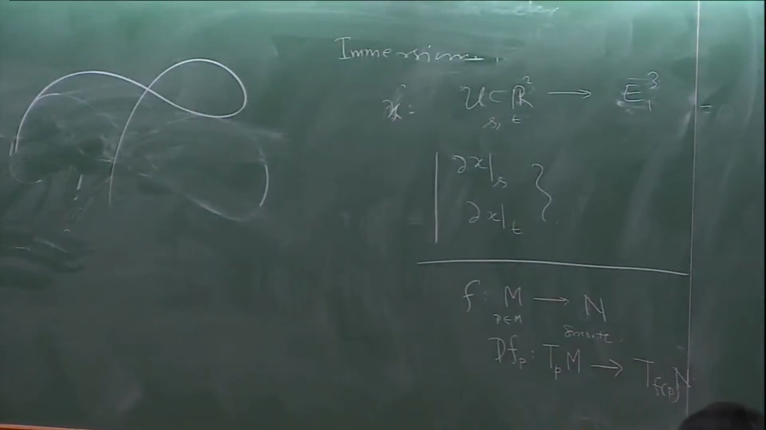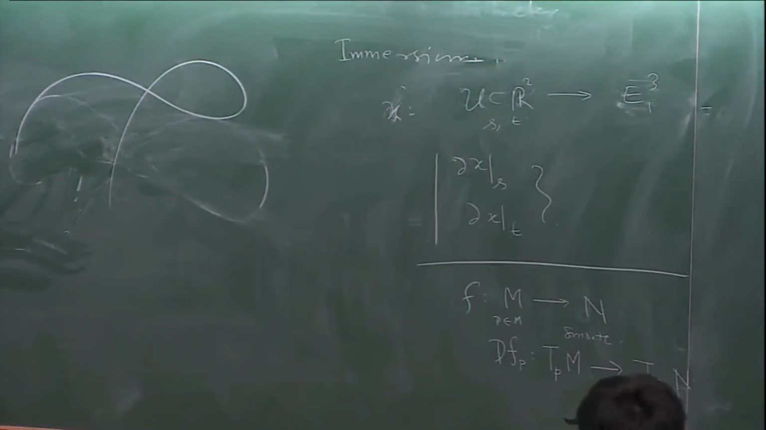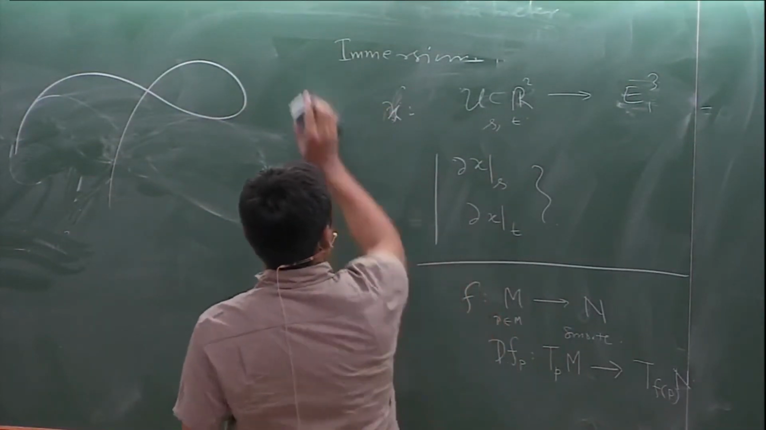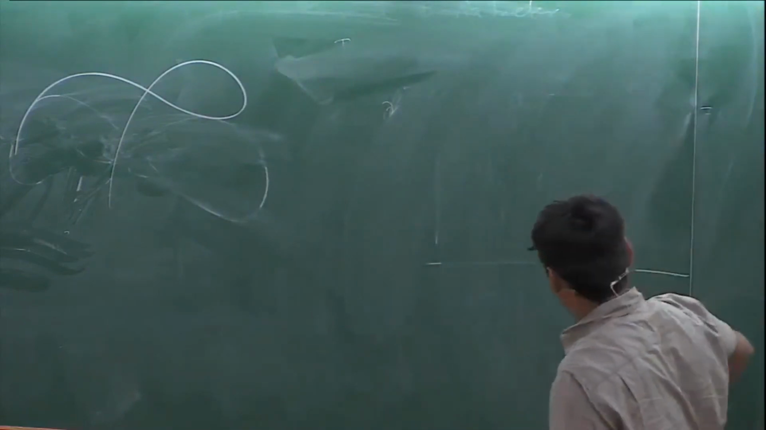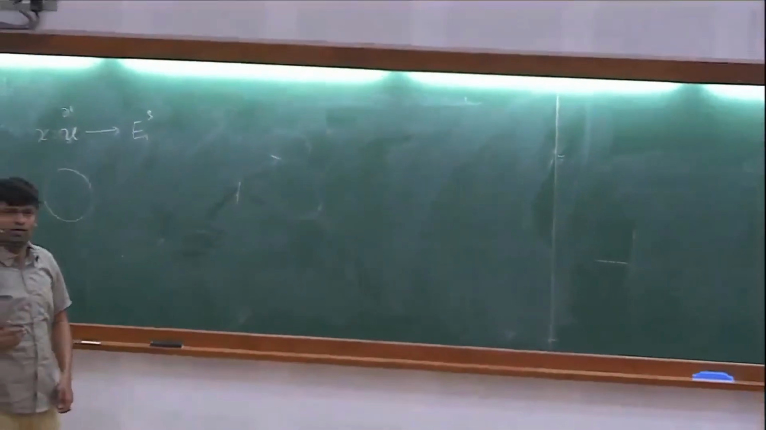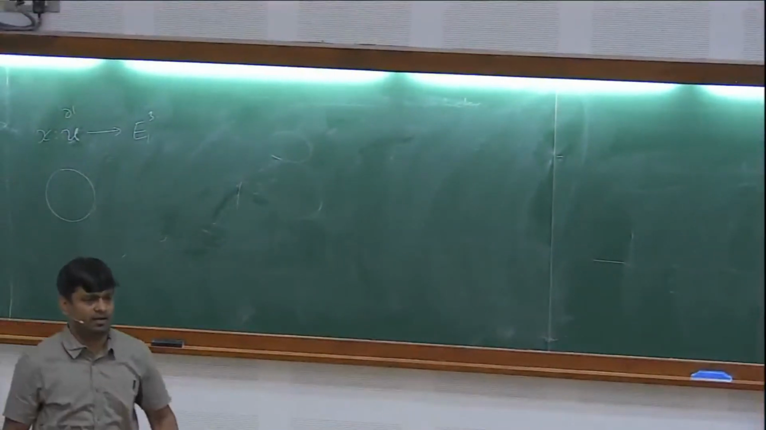Yes. So immersion means, here for our purpose, just a map x from U to E13 where del x over del u, del x over del s and del x over del t are independent, and these are smooth.